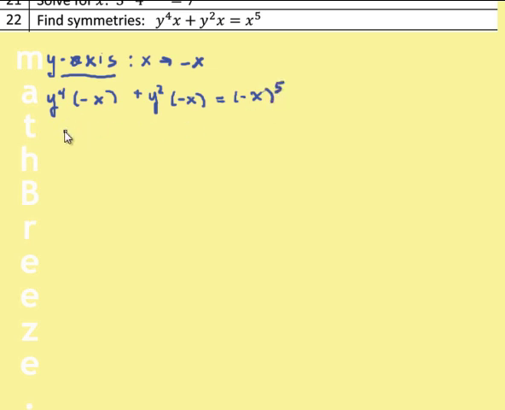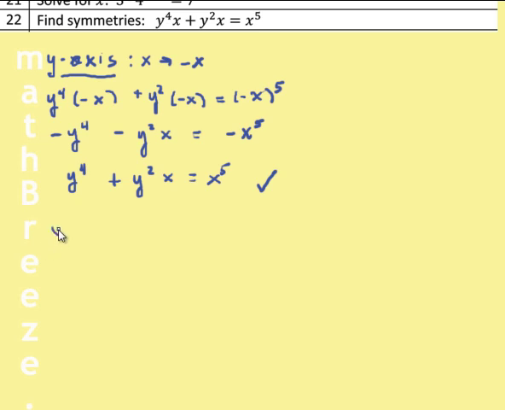So if we simplify this, we have minus y to the fourth minus y squared x is equal to negative x to the fifth. So if we multiply both sides by negative 1, we will get the same as the original. Multiplied by negative 1, we have y to the fourth plus y squared x is equal to x to the fifth. So we do have y-axis symmetry.